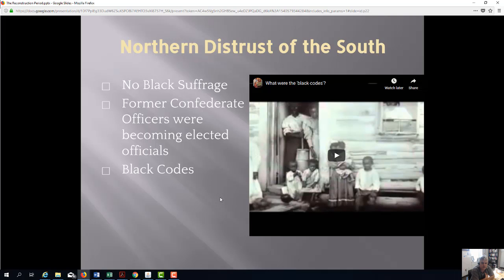And then the enactment of what were referred to as black codes followed, as these former Confederate leaders are getting into political office. They're enacting what are called black codes. And so let me play this clip for you right here to give you an idea of what black codes were.